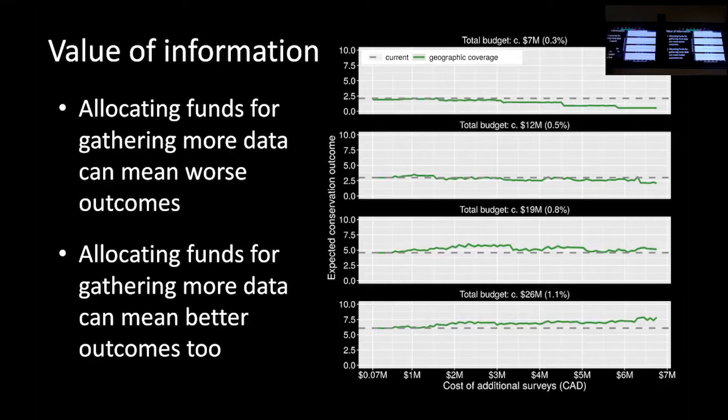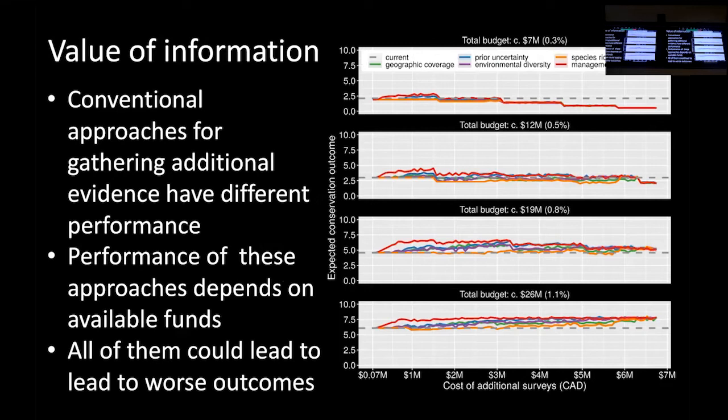That's because we've still got plenty of leftover resources to actually use the information to implement conservation actions. So what this says is the performance of a sampling design really depends on how much resources you have to begin with, because that'll reflect how much money is left over to do things. So now let's look at all the other approaches we looked at.